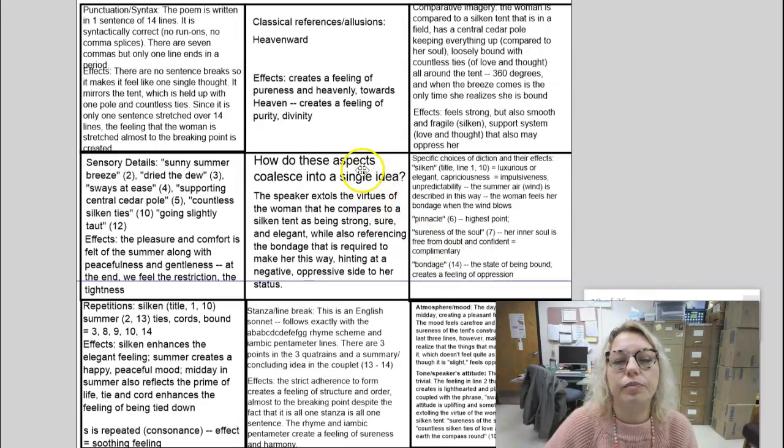Here's what I came up with. The speaker extols the virtues of the woman that he compares to a silken tent as being strong, sure, and elegant, while also referencing the bondage that is required to make her this way, hinting at a negative, oppressive side to her status. What do you think? That works, huh? And I think I could support that with these different authorial choices.